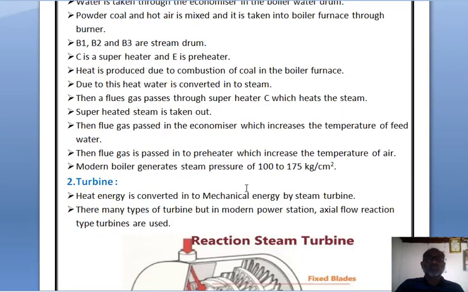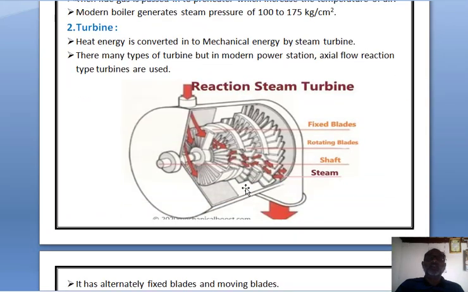Next, steam turbine. The steam turbine converts heat energy into mechanical energy. There are many types of turbines, but in modern power stations axial flow reaction type turbines are used. So this is the circuit diagram. In this type of turbine, there are alternately fixed blades and moving blades. The moving blades are mounted on the shaft.